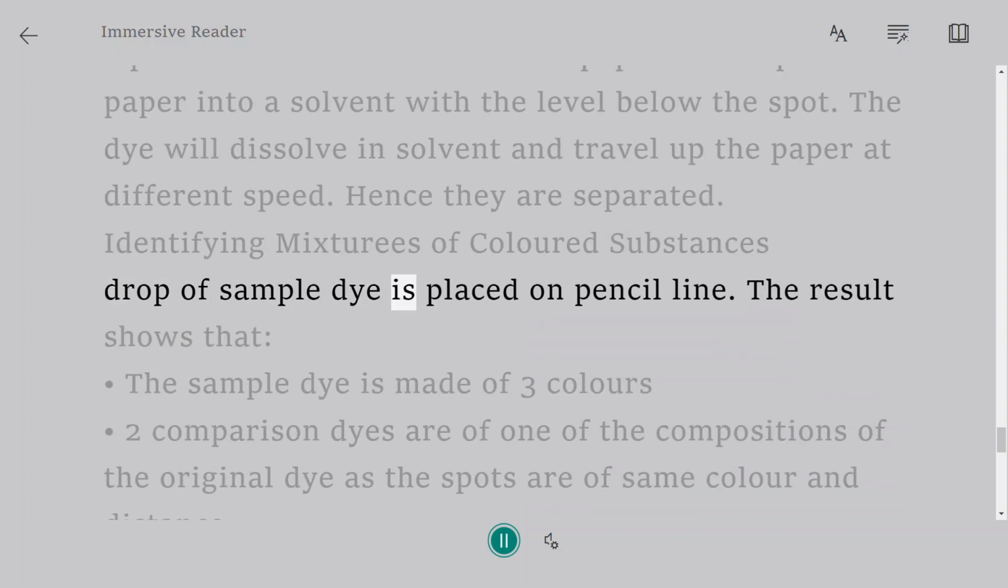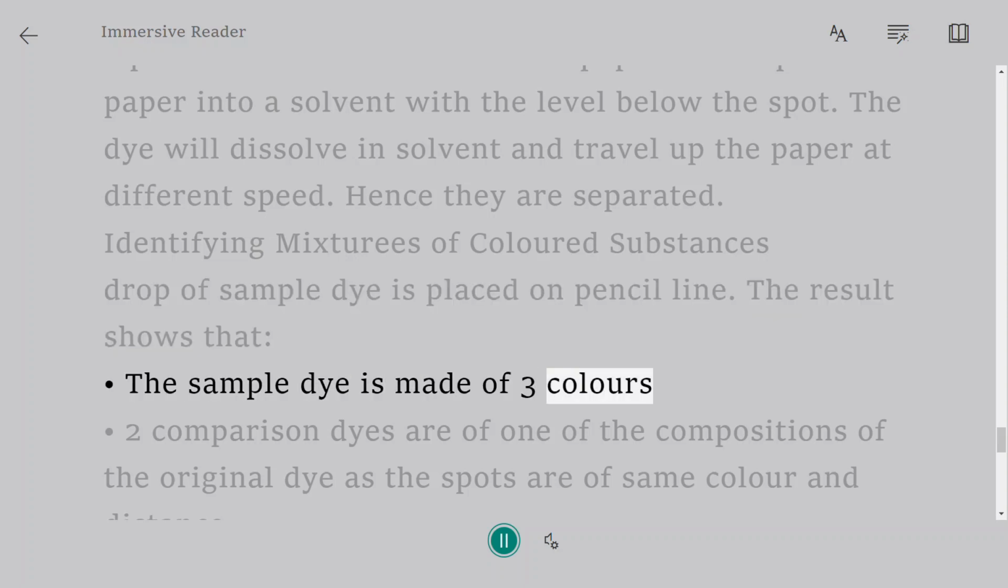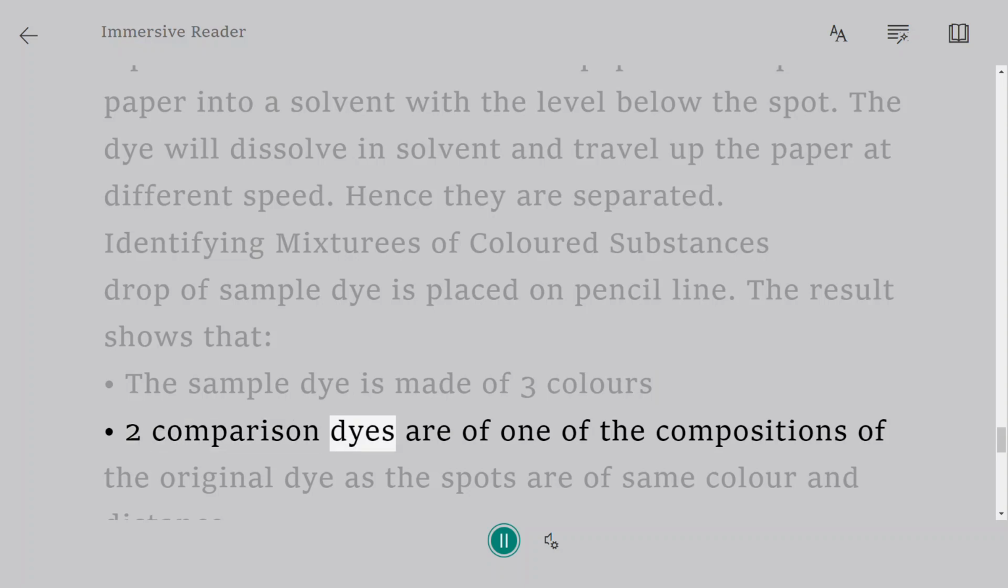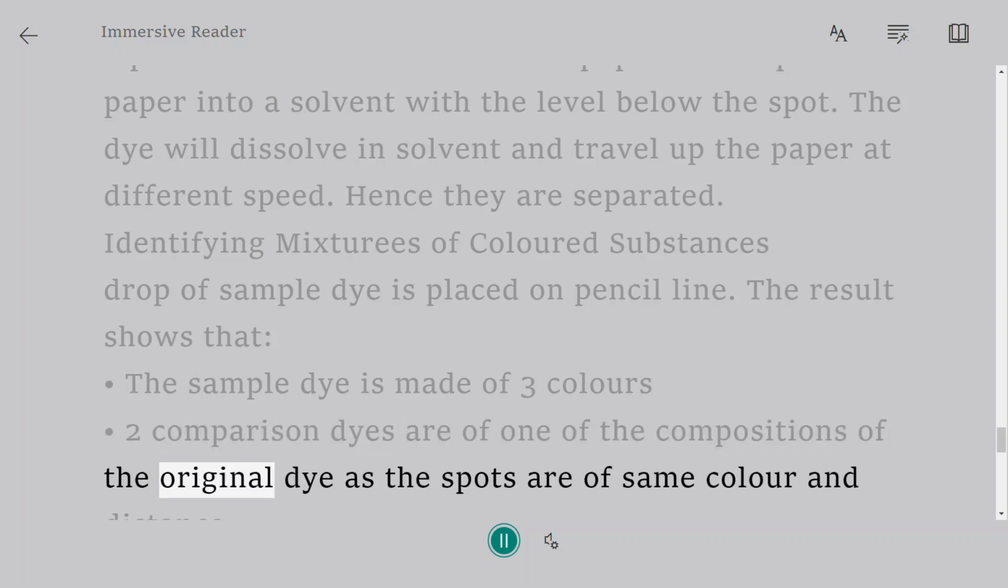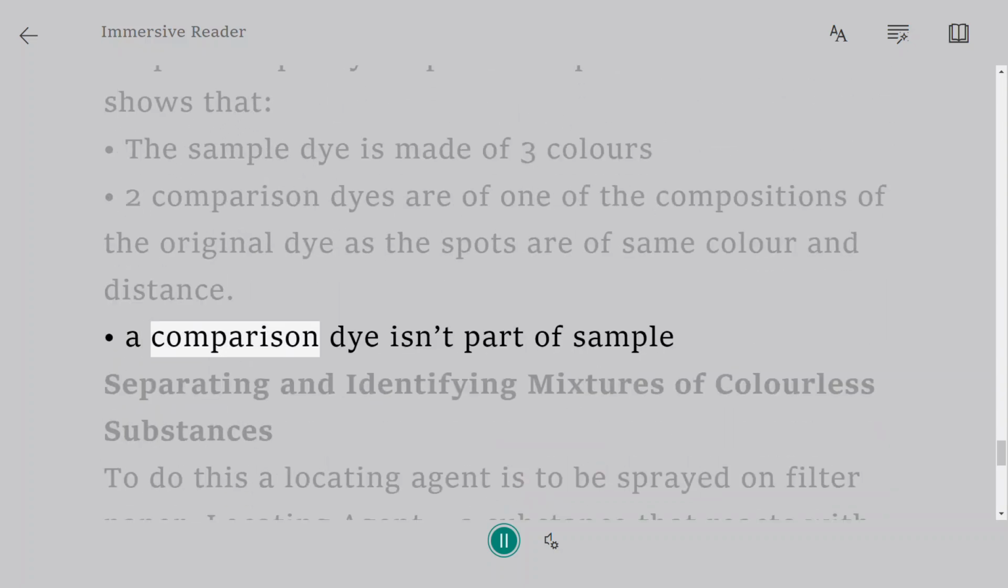Identifying mixtures of colored substances. A drop of sample dye is placed on the pencil line. The result shows that the sample dye is made of 3 colors. 2 comparison dyes are one of the compositions of the original dye, as the spots are of the same color and distance. A comparison dye isn't part of the sample.